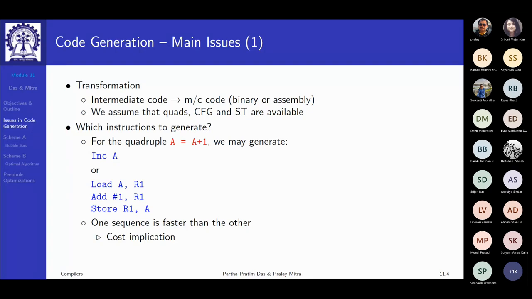So naturally, you can see the first sequence will be faster than the other sequence. And normally, in terms of estimating what is faster and what is slower, we will typically use a cost estimate of 2 units for every load and store, because they would be 2 words long, and 1 unit for a register operation like add.